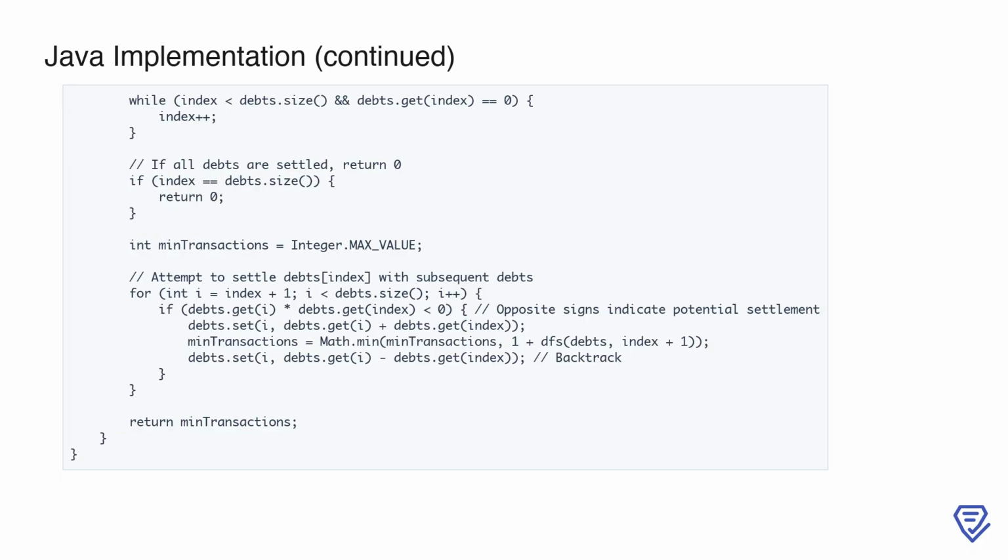The key part of the algorithm is attempting to settle the current debt at index with subsequent debts in the list. If two debts have opposite signs, it means we can potentially settle one with the other. We adjust the debt at the current position and make a recursive call to handle the rest of the list. After that, we backtrack by resetting the debt to its original value to explore other possibilities. This ensures we consider all possible ways to minimize the number of transactions. In the end, the function returns the smallest number of transfers required to settle all debts.